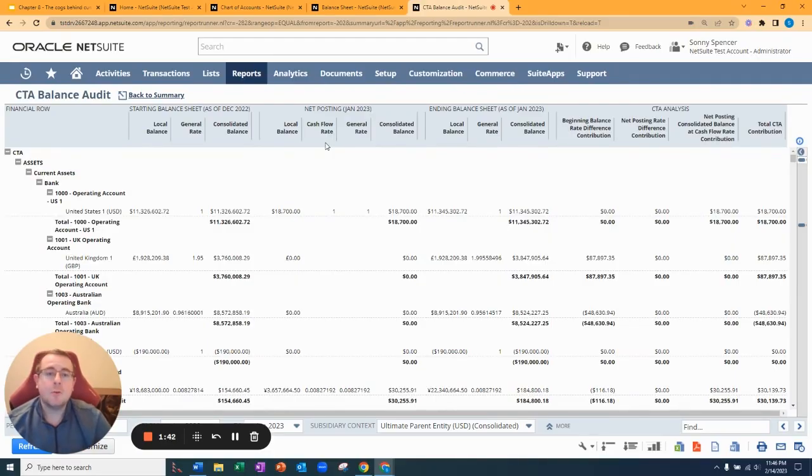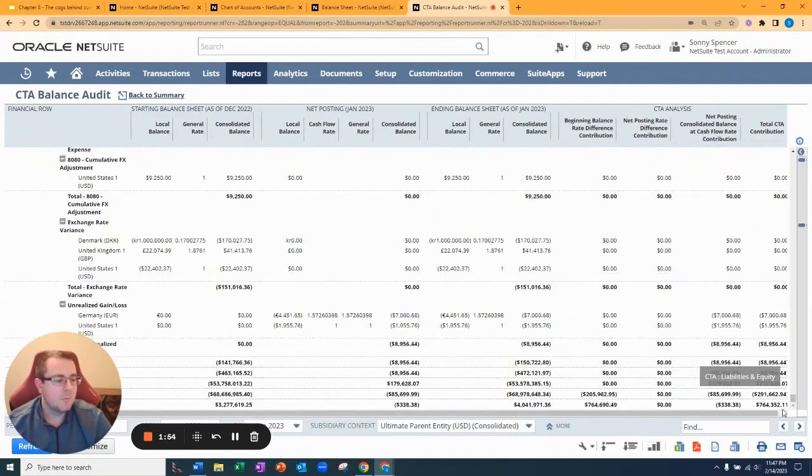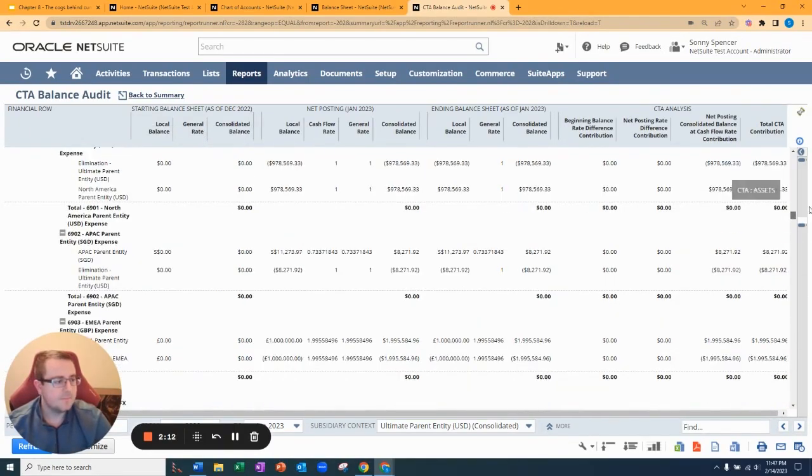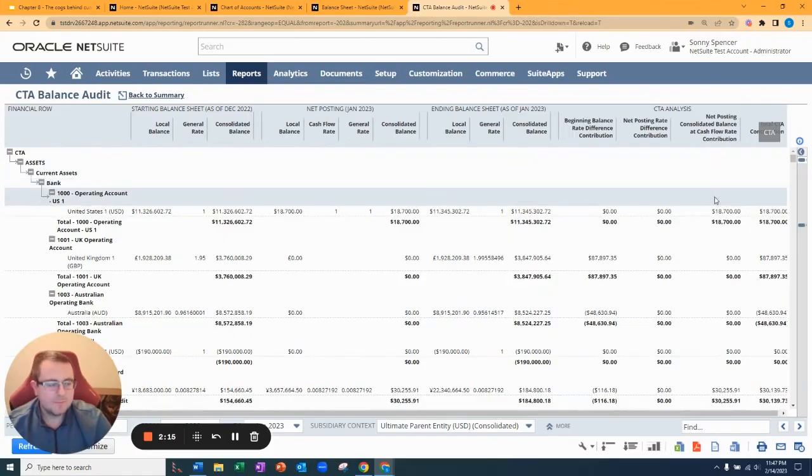Now, depending upon how you have your NetSuite environment configured, you may have your cash flow rates match those for the general rate. And in that case, if you scroll to the bottom of your report, you may find that your net posting rate difference contribution column nets to 0. And that's typically what will happen when the cash flow rate is set to the same rate as the general rate on all of your GL accounts. Let's scroll back up to the top.